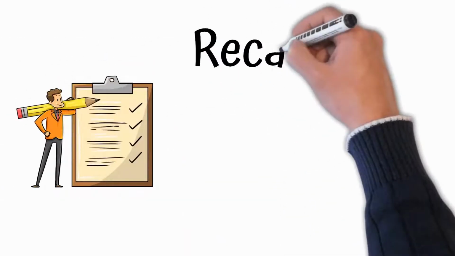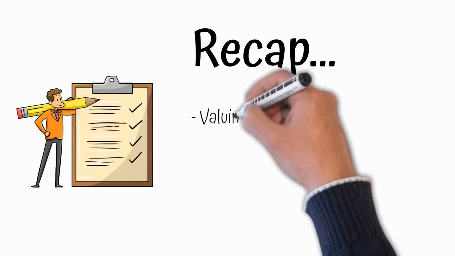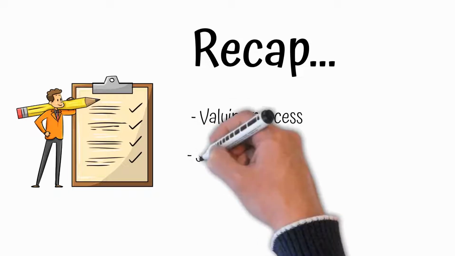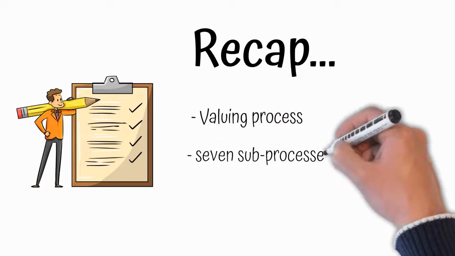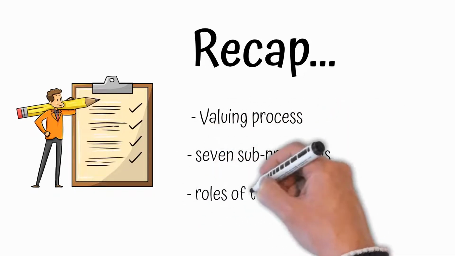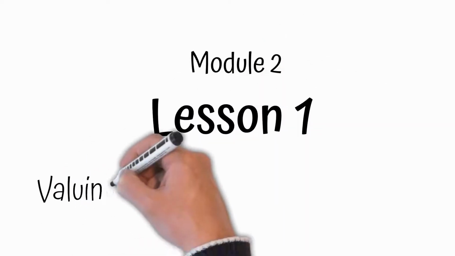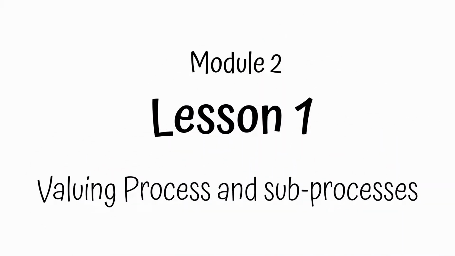To recap, we discussed the valuing process that includes choosing, pricing, and acting. We also talked about the 7 sub-processes and the roles of the teacher in the valuing process in terms of cognitive, affective, and behavioral patterns. That's the Module 2, Lesson 1, Valuing Process and Sub-Processes.